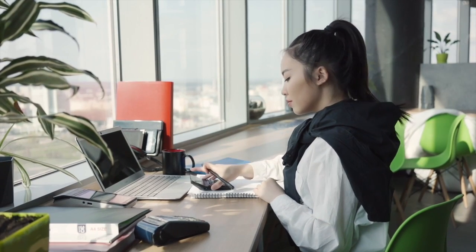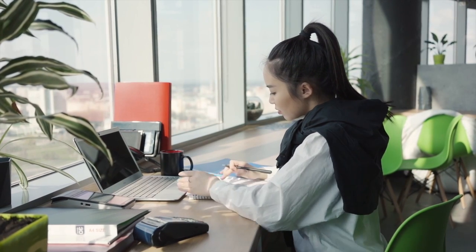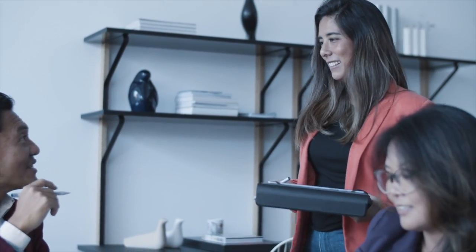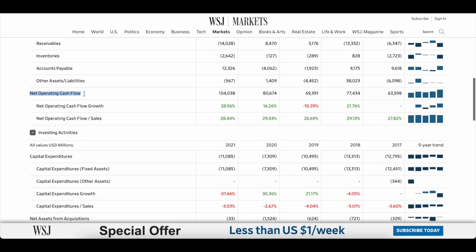Free cash flow is the indicator of how much money the company has on hand at the end of the year after all expenses. It's one of the most important indicators which shows whether the company can pay out its obligations with the cash it already has. To calculate free cash flow, we go to the cash flow statement of the company, take the operating net cash flow, and subtract capital expenditures from that.